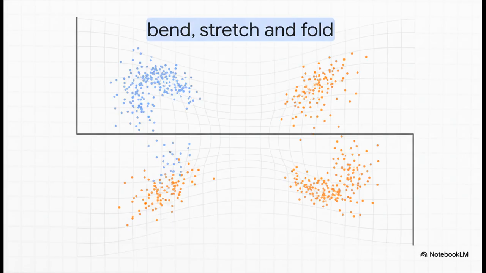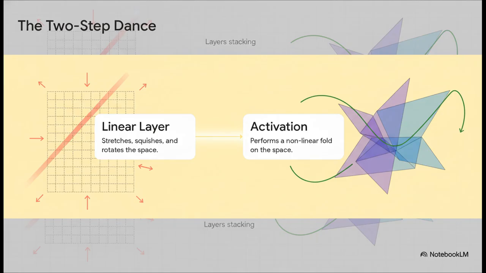It takes the very space the data lives in and just warps it, bending, stretching, and folding it until that complex pattern becomes simple. Often, it warps it until it's something a simple line can separate. And this whole transformation happens in this two-step dance, repeated layer after layer. First, a linear transformation stretches, squishes, and rotates the coordinate system. Then, a nonlinear activation function performs a fold. By stacking these layers, a network can learn this incredibly complex high-dimensional origami to untangle pretty much any pattern you throw at it.